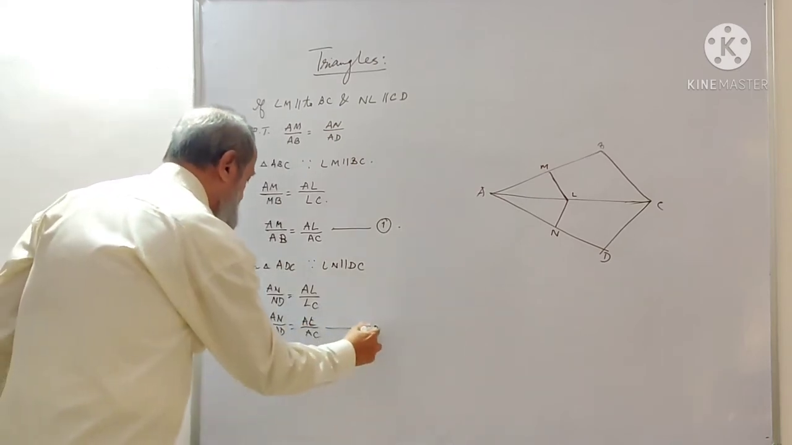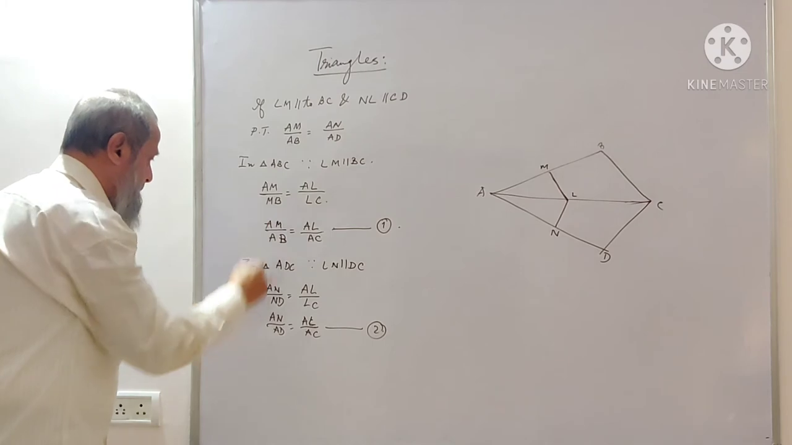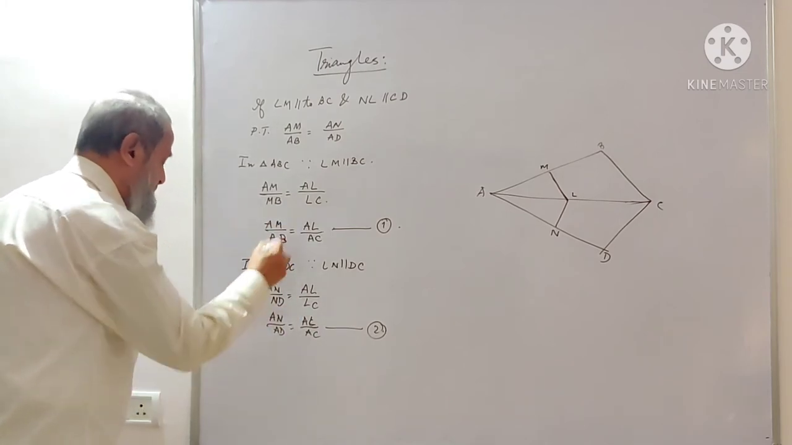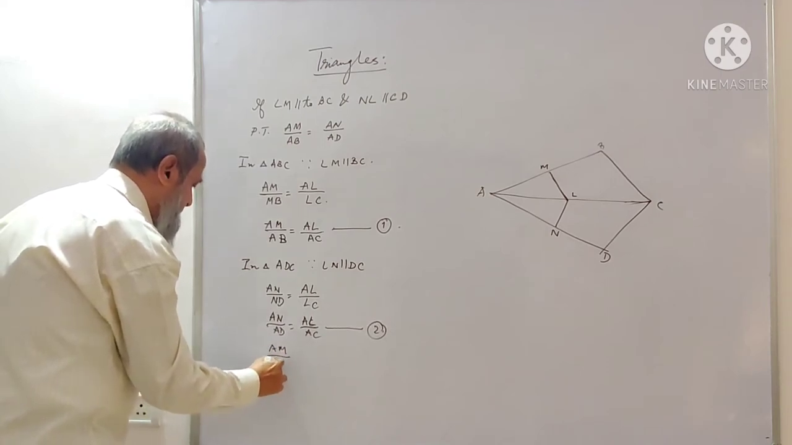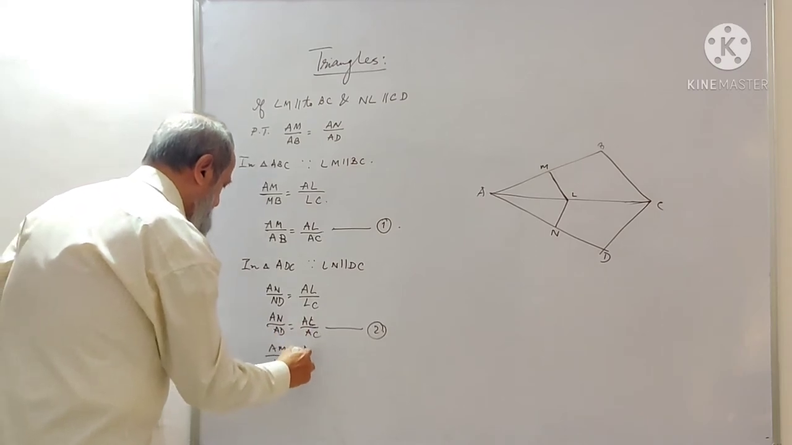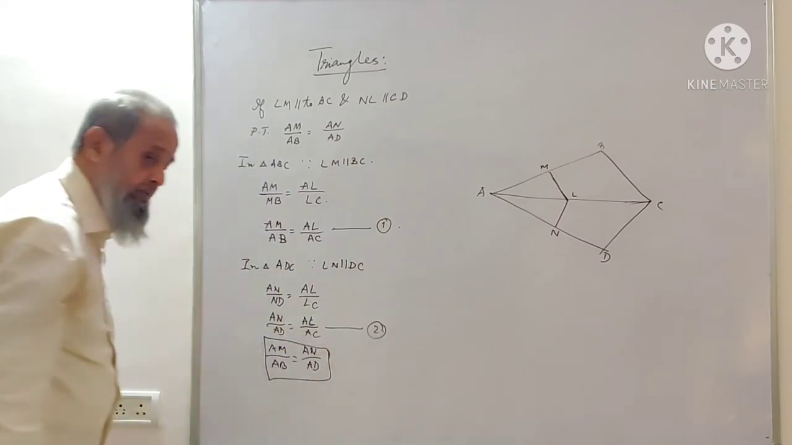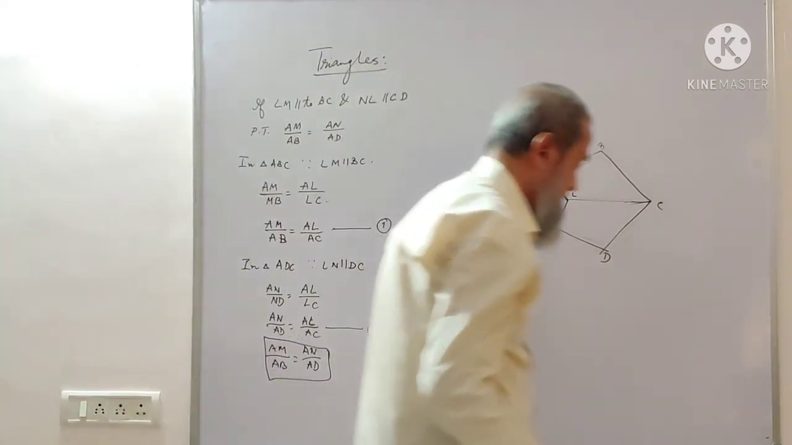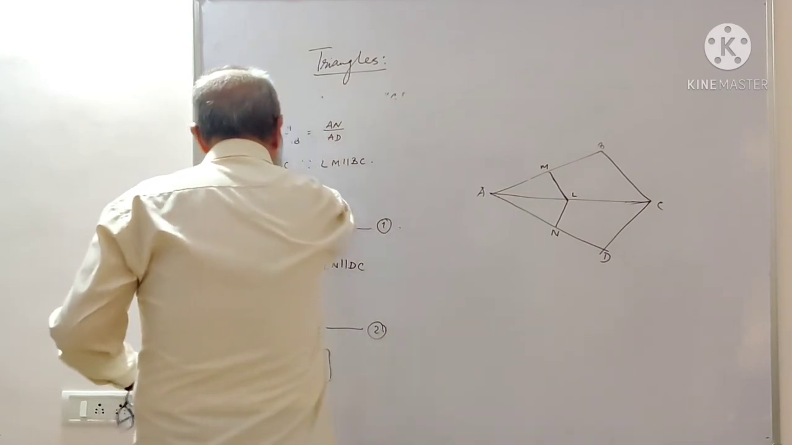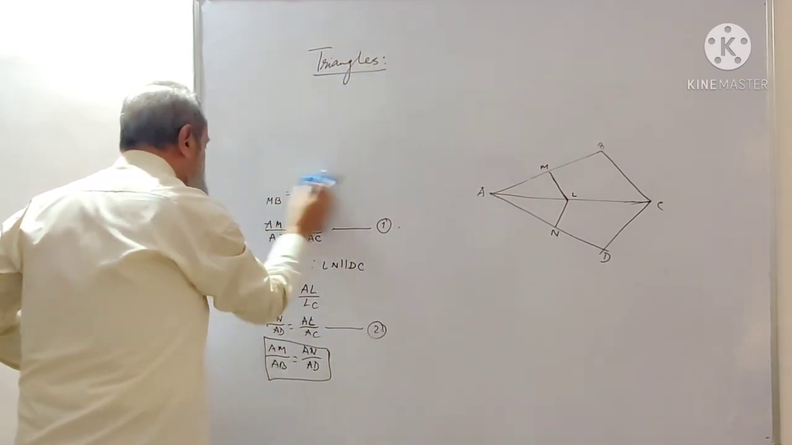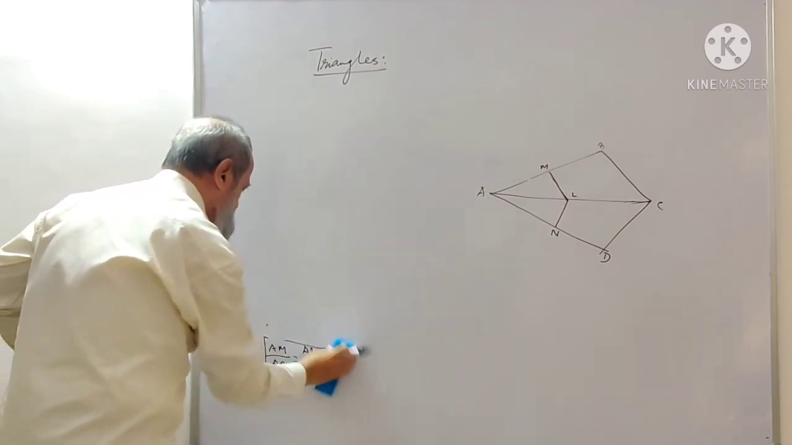So here, by comparing these two, you can see the right hand side is same in both the equations. So comparing equation 1 and 2, we can write AM by AB is equal to AN by AD. That is what he wants us to prove. This is the proof that he wants. We have done it. This is the problem. Next, I'll take up some more problems for your benefit, so that if you practice more problems, you will become better.